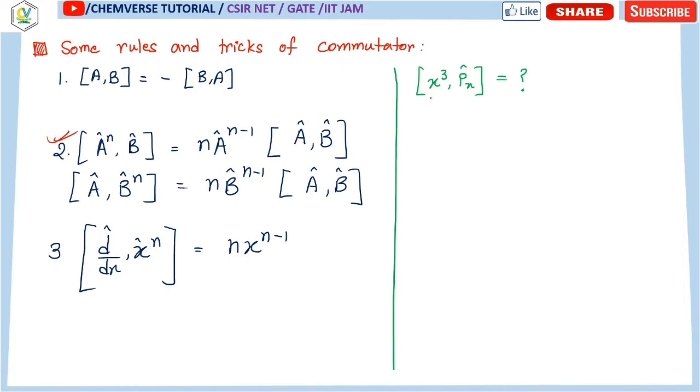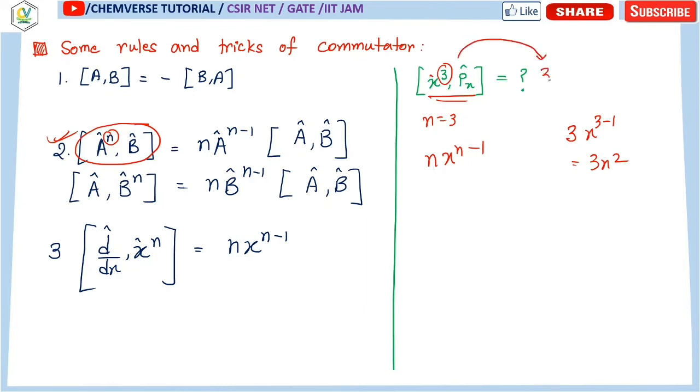Now over here, this expression is comparable to this one, a to the power n into b. Over here the operator is x cube into px. The n is a power, in this case the power is 3. So n has a value of 3. So it is n into x to the power n minus 1, which is 3 into x to the power 3 minus 1. So it is 3x square. Okay. So I can write it this way: 3x square into the commutator x px.